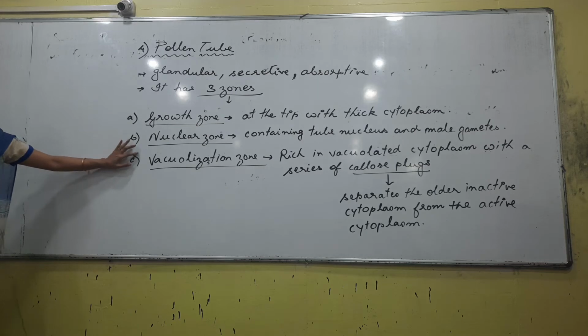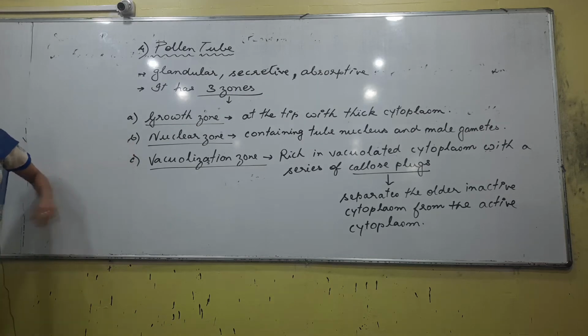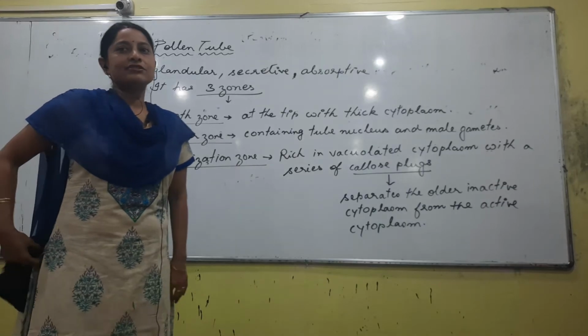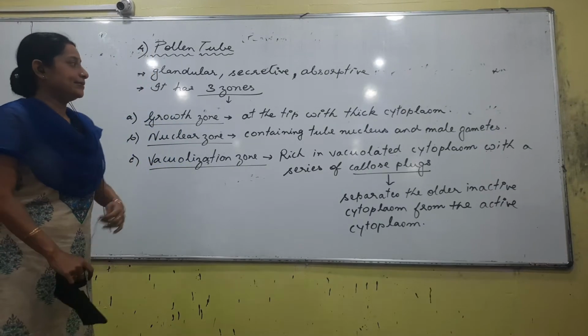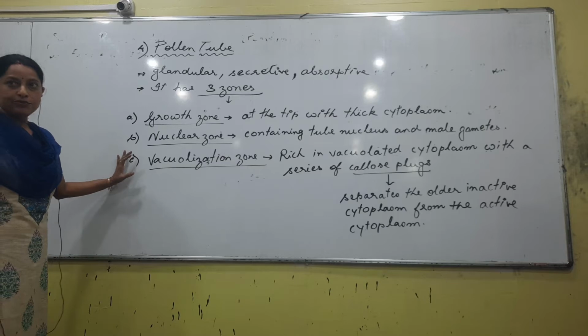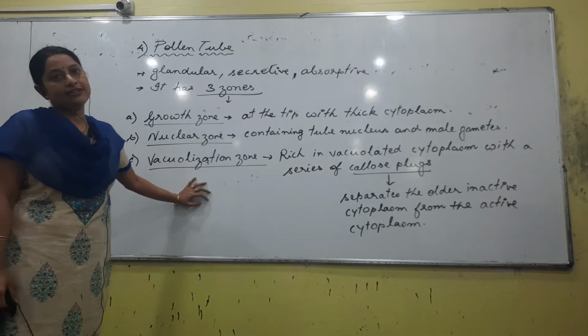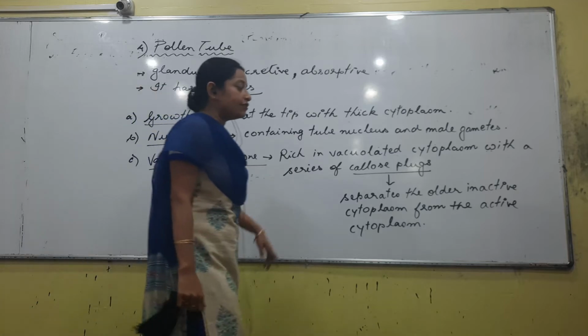So, this is a description of the pollen tube that we have drawn in our last class, right? Last class, diagram E talks about the pollen tube, and the pollen tube has three zones: the growth zone, the nuclear zone and the vacuolization zone, where we see the presence of callose plugs.